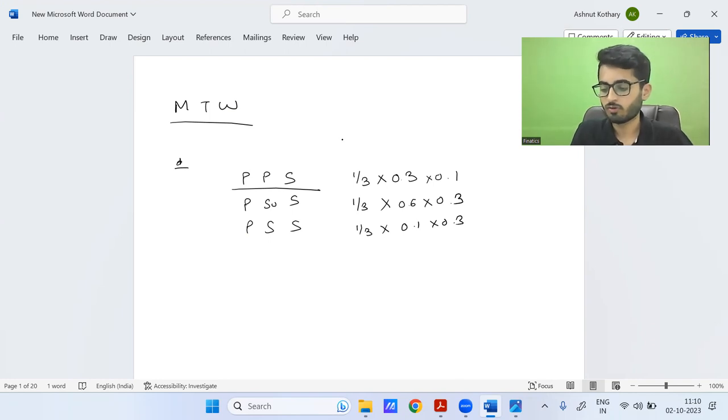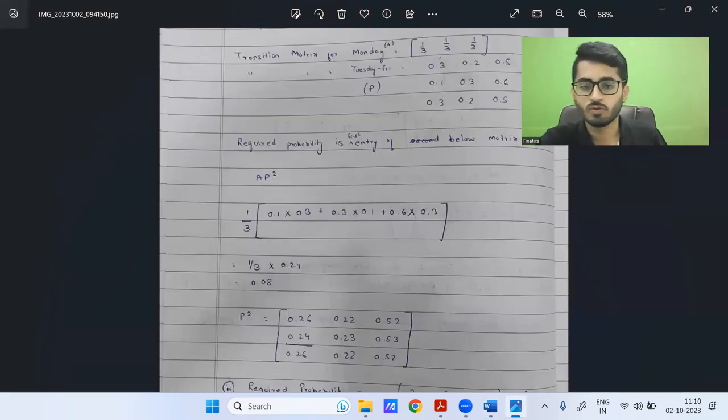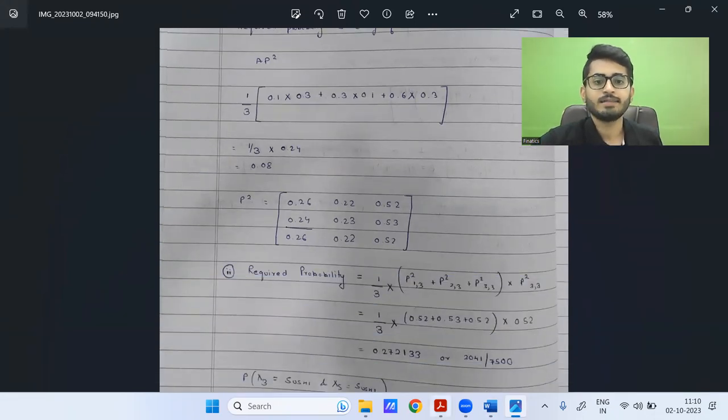Now, if you take 1 by 3 common, you will get 1 by 3 into 0.24, I guess. This is 0.01, this is 0.06, and this again is 0.01. So total you are going to get 0.08. Good, I'm happy. We'll put the rectifications later on. And even if you do P square, you are getting this itself, 0.24, as this entry. So this was part one.